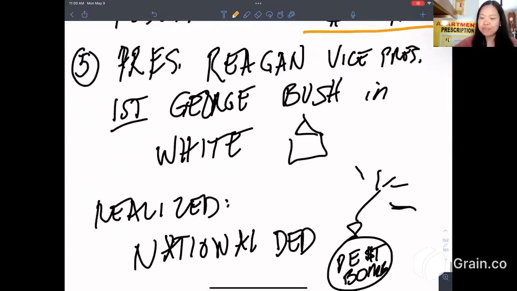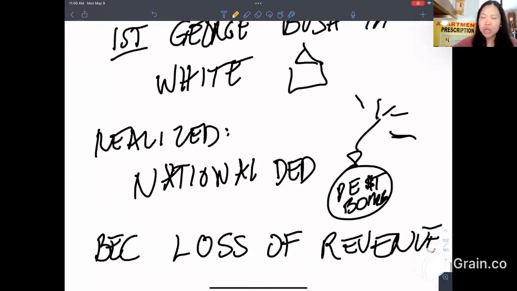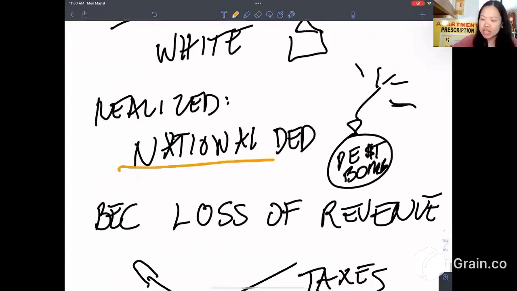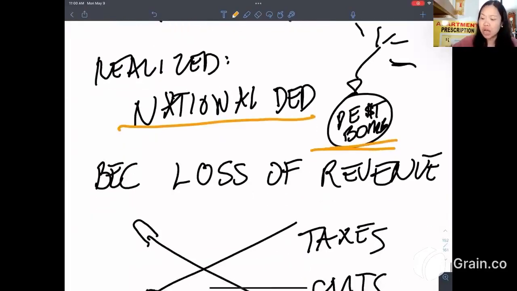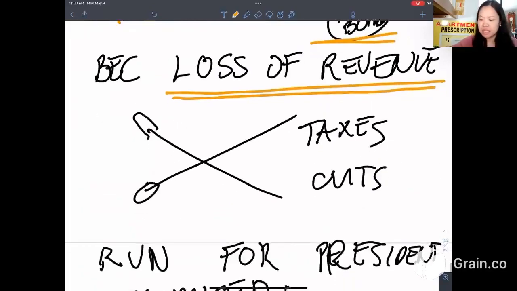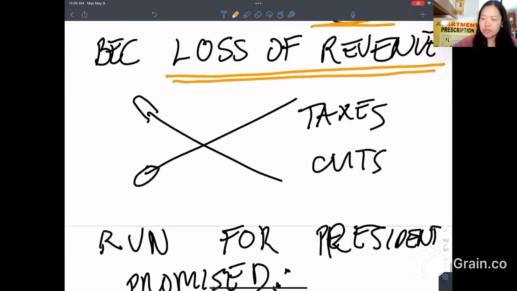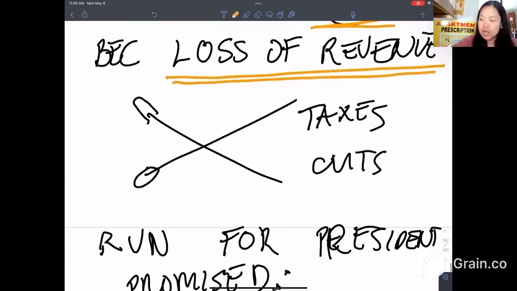Point number five, President Reagan's Vice President, George Bush, in the White House realized that the national debt was exploding because of the loss of revenue. There's no more money coming in. So why was there loss of revenue? Because of fake tax cuts.